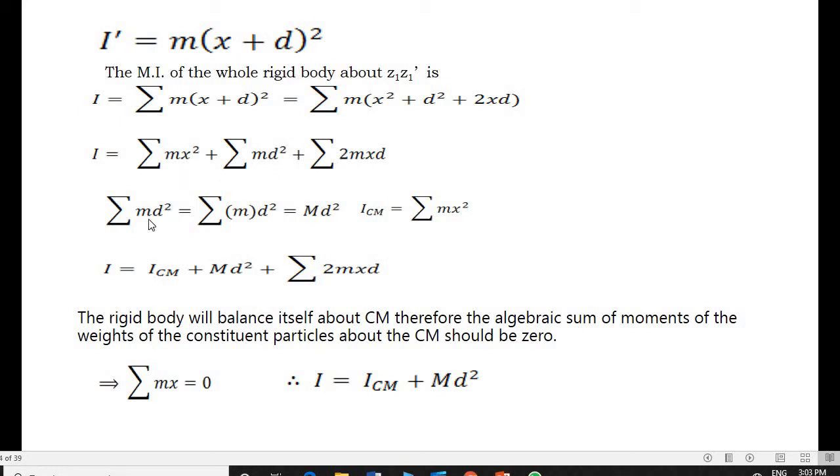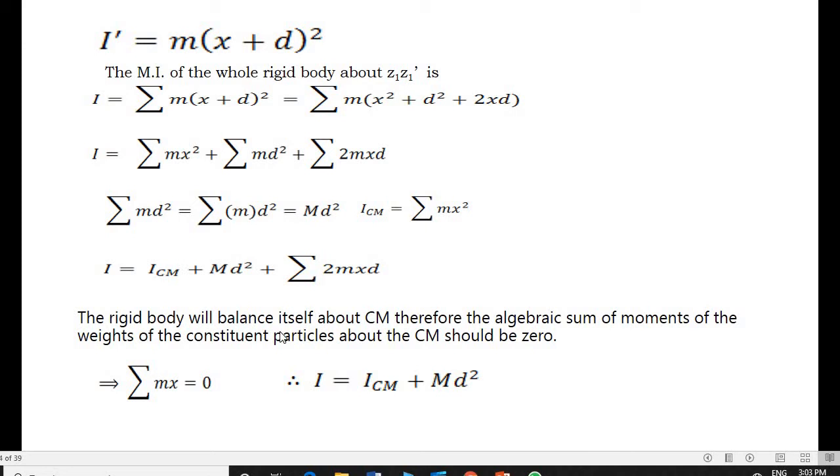Summation md square can be written as d square times summation m, and summation m is nothing but the mass of the whole body, that is M into d square. Again, summation mx square is the moment of inertia ICM. Therefore, the moment of inertia of the whole body is given by I equals ICM plus Md square plus summation 2mxd.